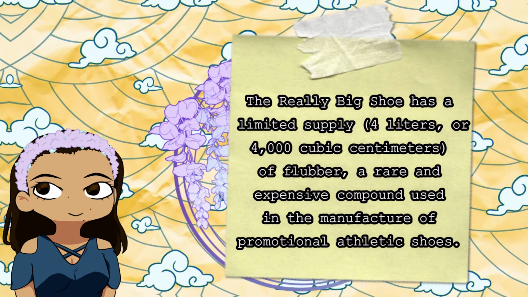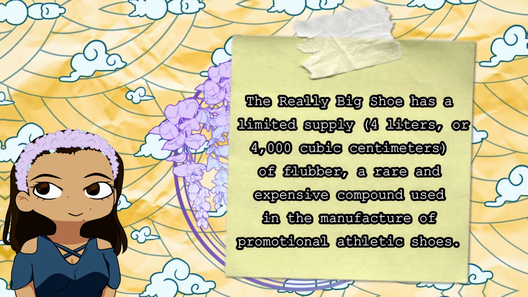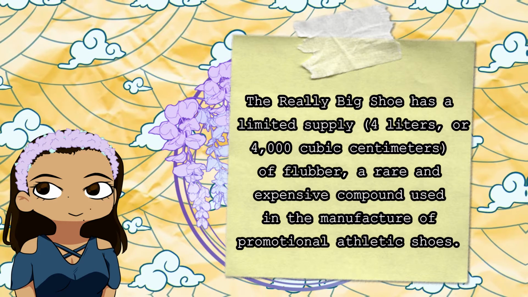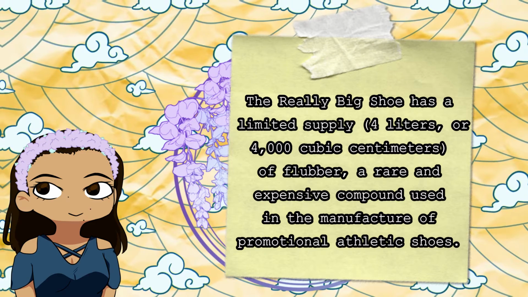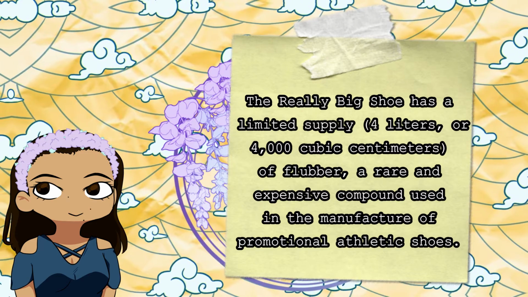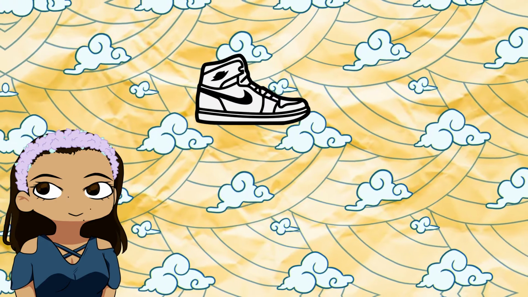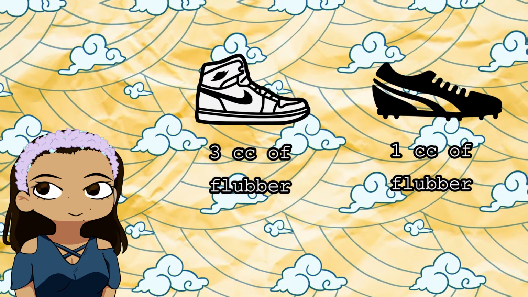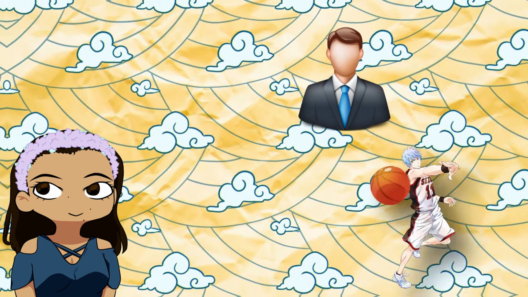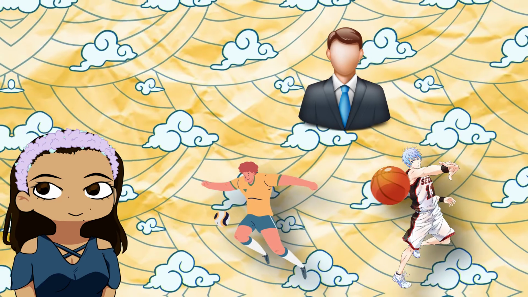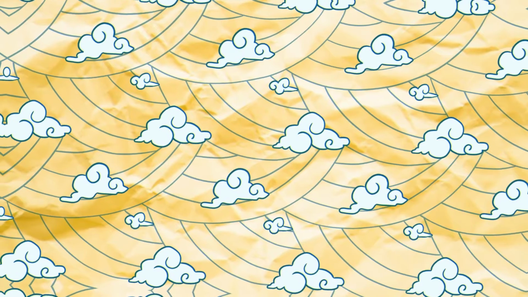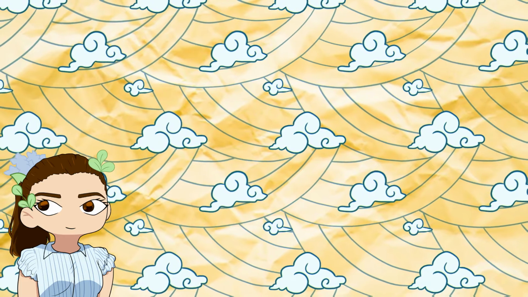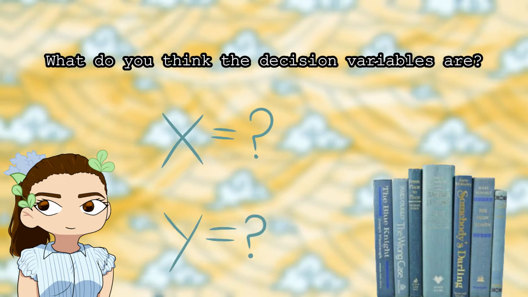The company has a limited supply, 14 liters or 4,000 cubic centimeters of flubber, a rare and expensive compound used in the manufacture of promotional athletic shoes. Each pair of basketball shoes requires 30 of flubber, and each pair of soccer shoes requires 1. Sullivan wants to sponsor as many basketball and soccer teams as his resources allow. The problem should be analyzed very well in order to understand it. What do you think the decision variables are?